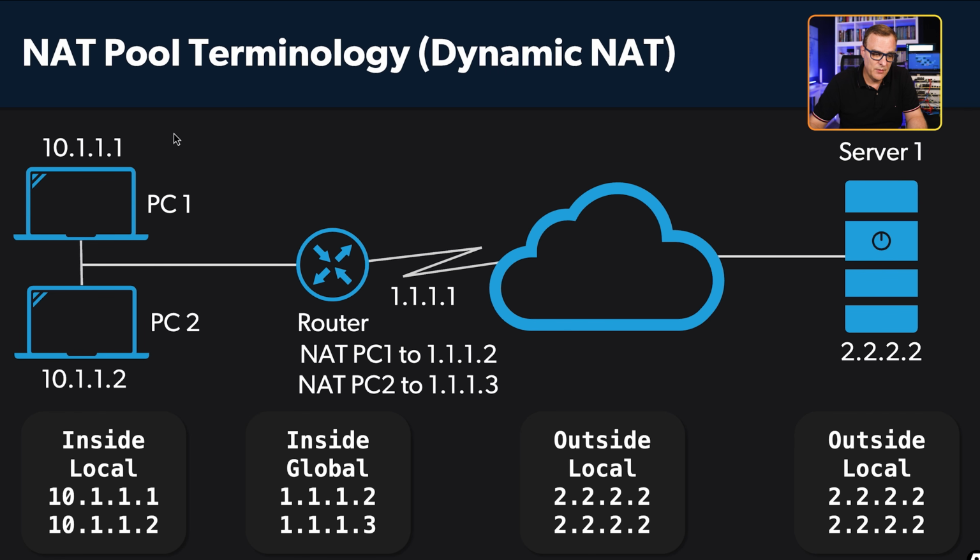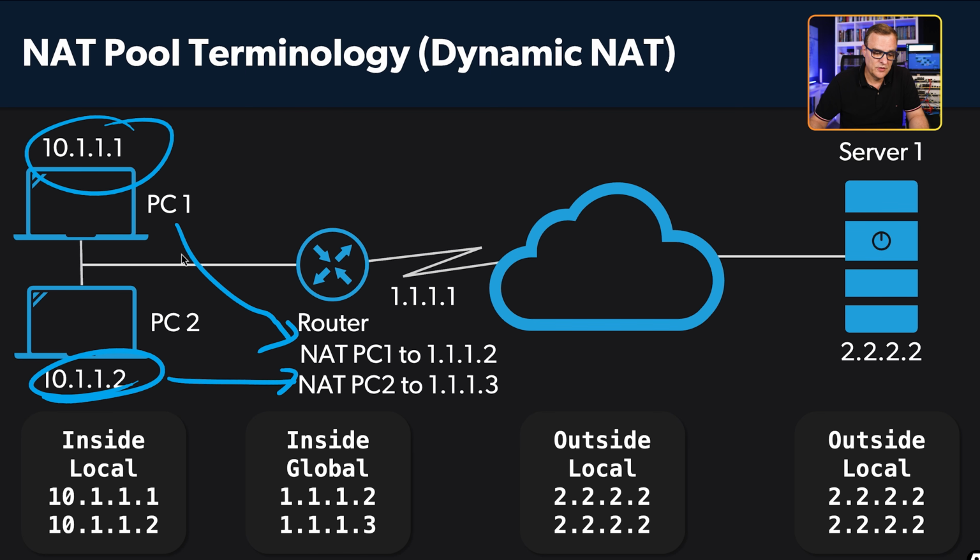But let's assume here we've got 2 PCs, 10.1.1.1 and 10.1.1.2. They are going to be NATed by this router. The router has this IP address, but notice PC1 is going to be NATed to 1.1.1.2, and PC2 is going to be NATed to 1.1.1.3. So each device here has its own IP address. This is not going to help us conserve IP addresses. Each internal host or private host has a public IP address associated with it.